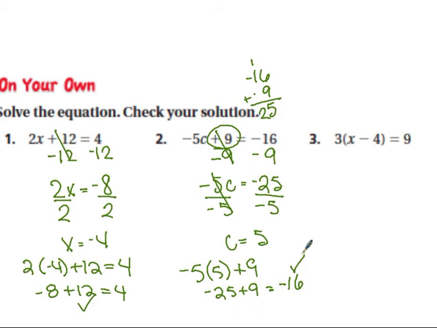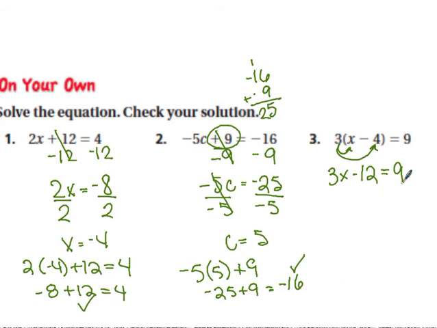Okay? And number 3, we have 3 times x minus 4 equals 9. Because we cannot combine anything inside the parentheses, we must use the distributive property. We're going to distribute this 3. 3x minus 12 equals 9.